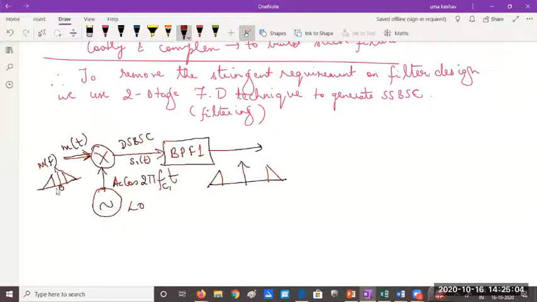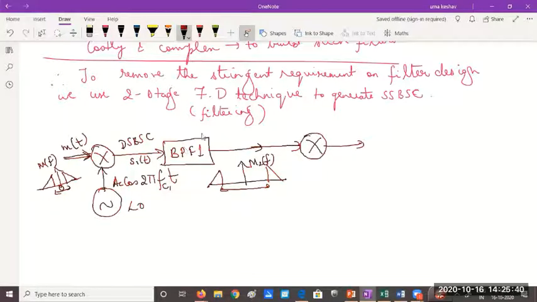Whatever separation I had here, this would have increased the separation between the two signals. After doing one stage of filtering, with generation of DSB-SC and then filtering, in the second stage the gap between the two sidebands would have increased. Now, this will act as the message for the second stage. So, here to here, it is one stage of filtering. Now, I'll move on to the second stage of filtering.